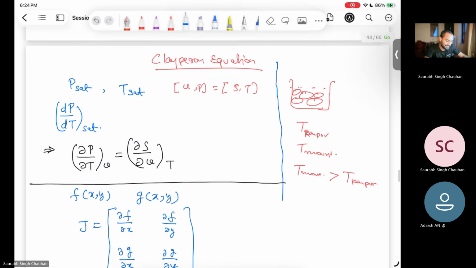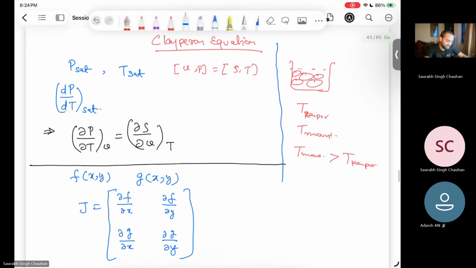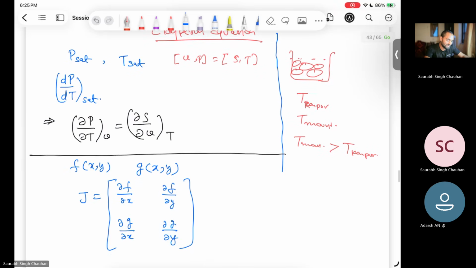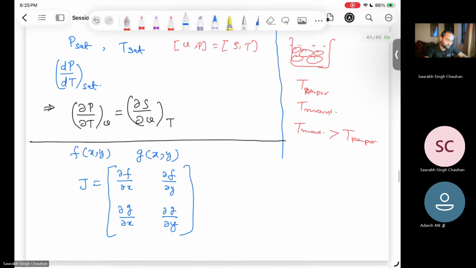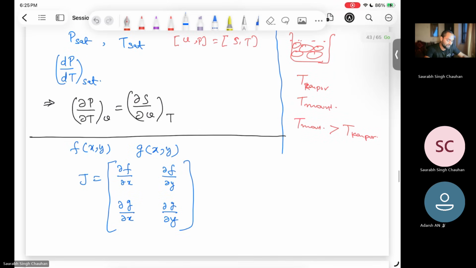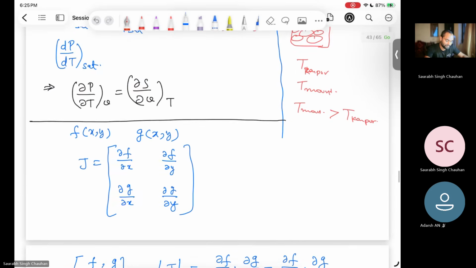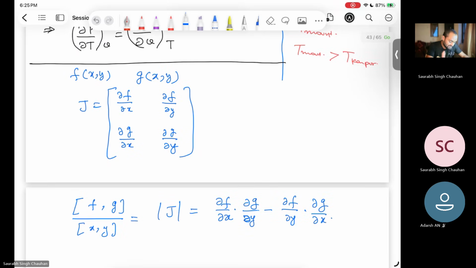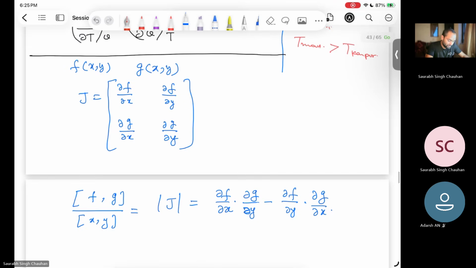So we started with the Clapeyron equation, and we discussed that saturation pressure is dependent on temperature and vice versa. We wanted to discuss how this saturation pressure is dependent on temperature. We basically wanted to find dP/dT at saturation, during the phase change. And you said that we should discuss Jacobians. Then we started with two functions f and g. They are functions of two variables x and y. So f is a function of x and y, and g is also a function of x and y.